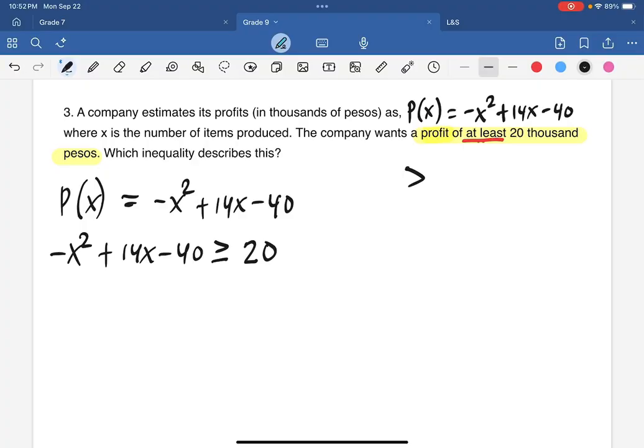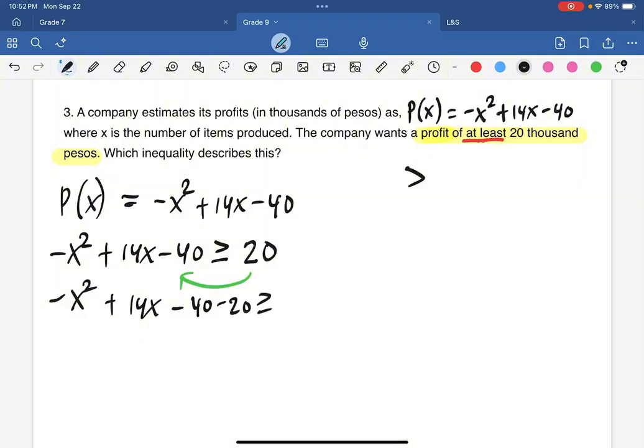Now, we could transpose 20 to the other side. So let's just make the right side 0. So we now have negative x squared plus 14x minus 40 minus 20 is greater than or equal to 0. So negative x squared plus 14x minus 60 is greater than or equal to 0. So this is our new inequality now.